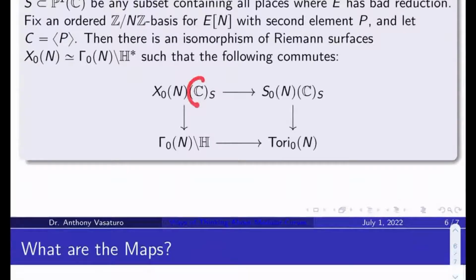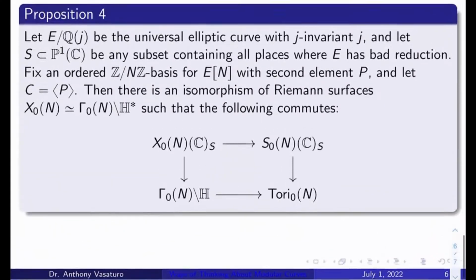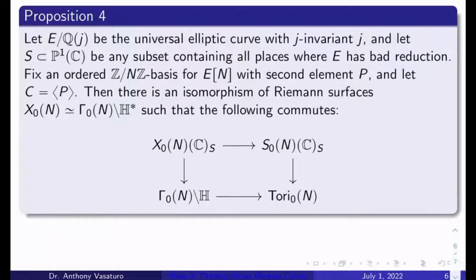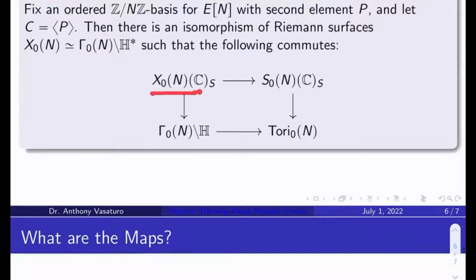I have the complex points of X sub 0 of n subscript S. So I define what that meant above. That was the pre-image under the structure morphism of P1 of C sub S, where P1 of C sub S is the complement of S in P1 of C. Okay, that is going to be sent via a map we're already familiar with to S sub 0 of n sub C sub S.